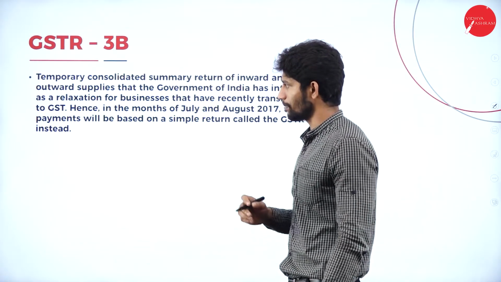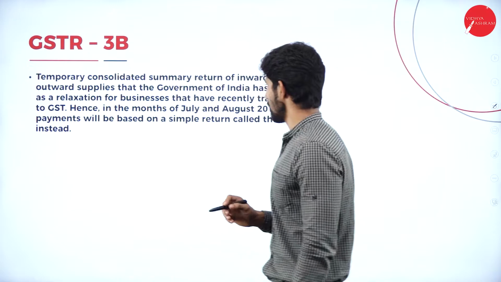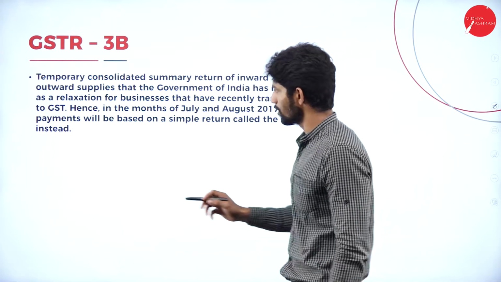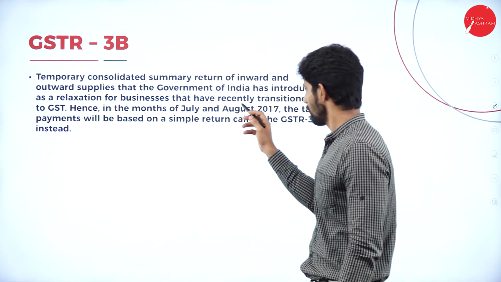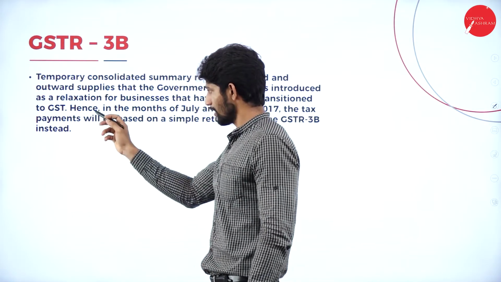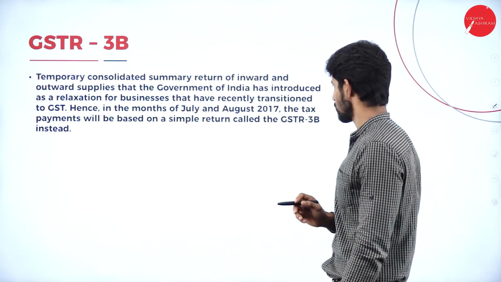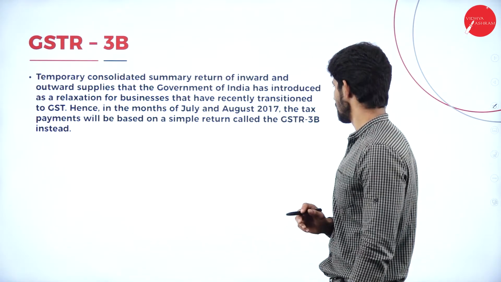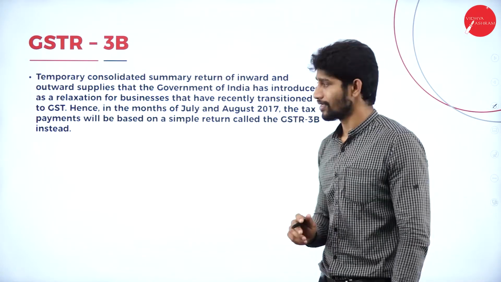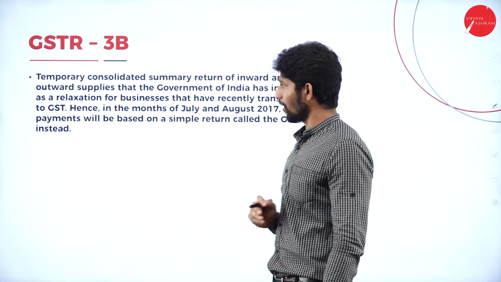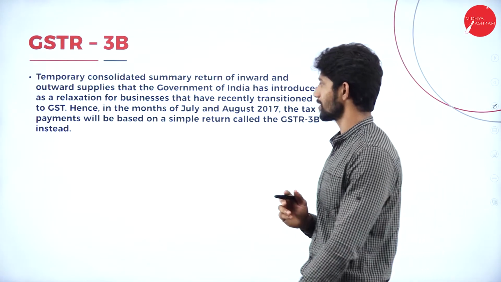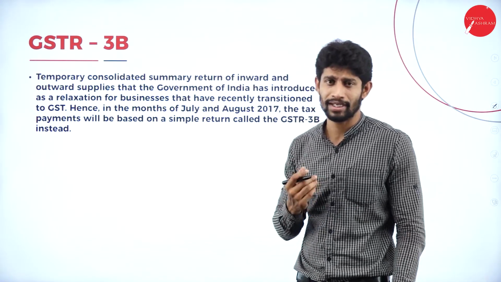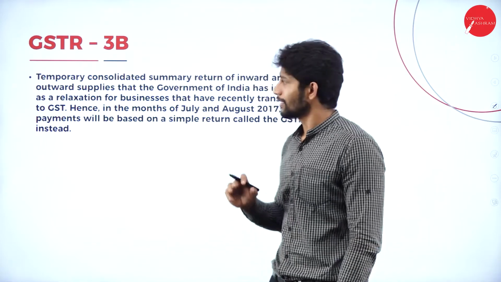Next one, GSTR 3B. A temporary consolidated summary return of inward and outward supplies that the Government of India has introduced as a relaxation for the businesses that have recently transitioned to GST. Hence, in the months of July and August 2017, the tax payment will be based on the simple return called GSTR 3B instead. Yes, here GSTR 3B is all about the summary return of inward and outward supply. So in GSTR 3B, you are going to find out what the inward supply and the outward supply made for a particular period are.